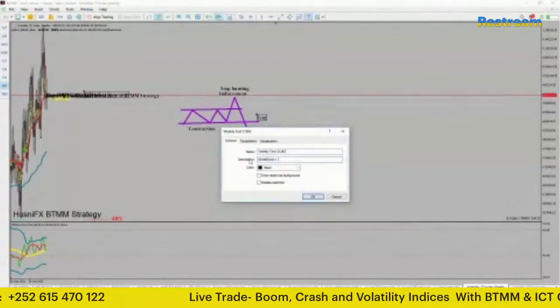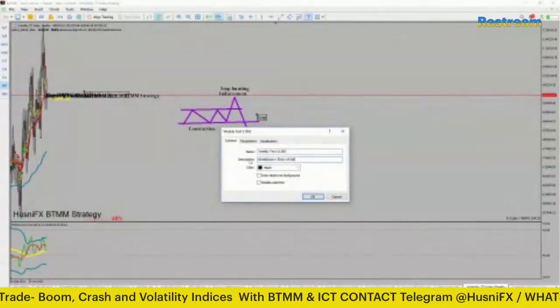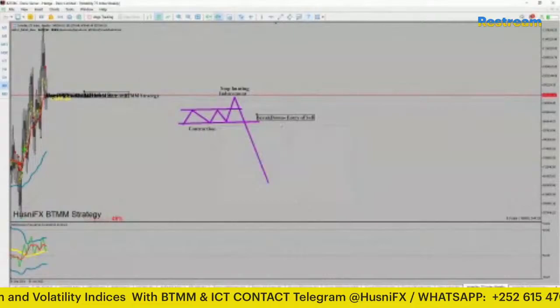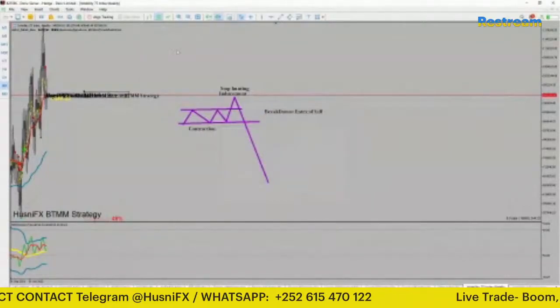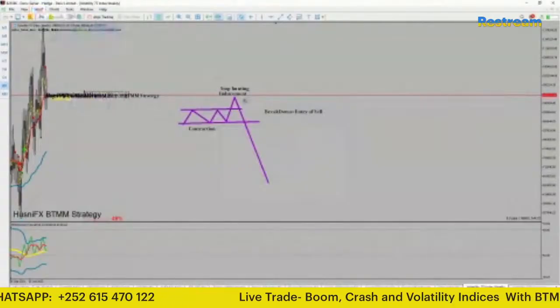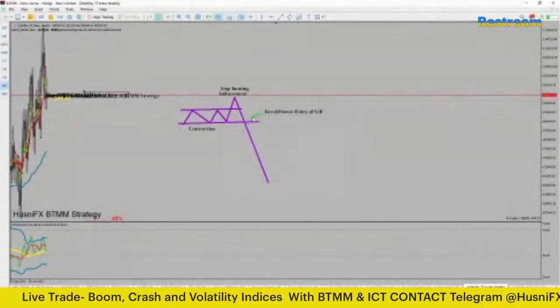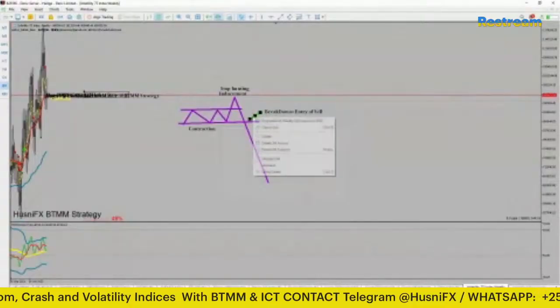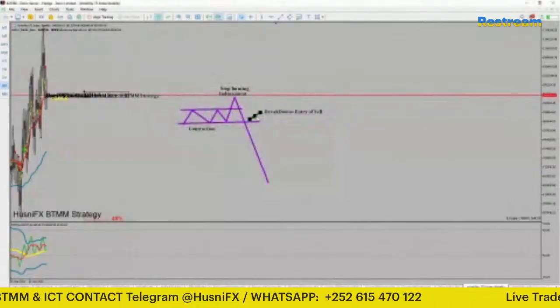So actually an entry of sell, which will be an entry of sale. You can see that the price is breaking this zone. This is a sample, but you will see on the chart, because this is what I have seen.